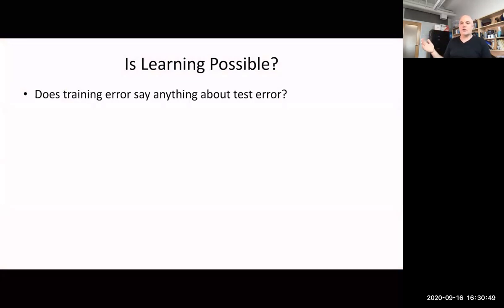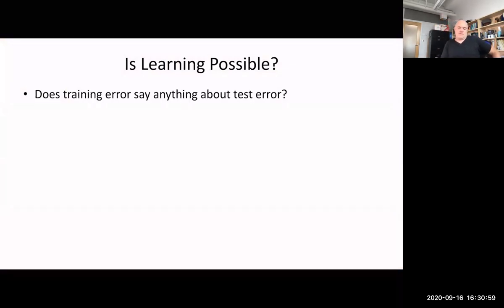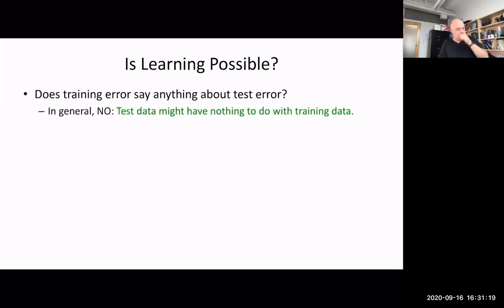If there are any budding learning theorists, and I don't know that UBC has any particular strength in learning theory, although we have a new faculty that knows a fair amount about it. It's not my strength, but if you're a learning theorist, you might quickly be confronted with this kind of depressing notion: is learning possible, right? How could we possibly learn? Does the training error say anything about the test error? And the depressing answer is, in general, no, actually it doesn't. The test data can have nothing to do with the training data.